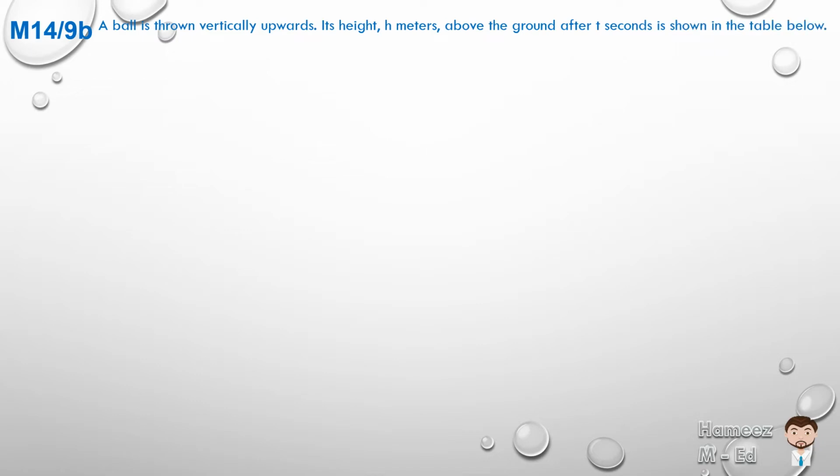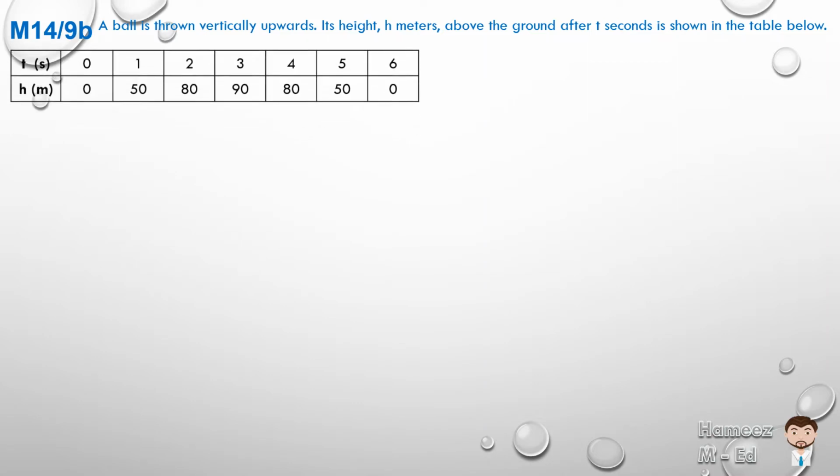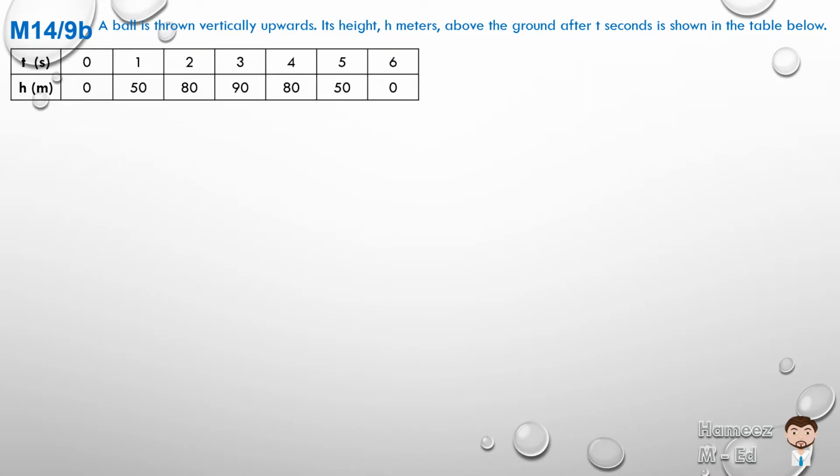May 2014, number 9B. A ball is thrown vertically upwards. Its height, h meters above the ground after t seconds, is shown in the table below. So we can see the table runs from time 0 seconds until 6 seconds. And the height at 0 seconds was 0, meaning it was on the ground. The ball went up in the air, so the height increased until a maximum of 90 meters and then decreased until it hit the ground again at 6 seconds.